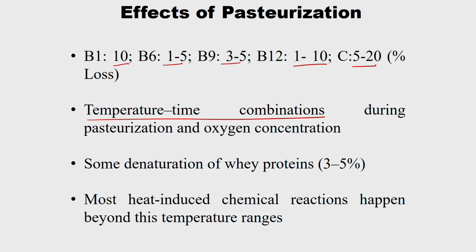and an optimization module in this course. That talks about how to optimize for minimum destruction of the vitamins and maximum kill of the microorganisms. There we derive the best time temperature combinations to reduce this percentage loss. And there is some denaturation of whey proteins during pasteurization, that is 3 to 5%. And most heat induced chemical reactions happen beyond 140 degrees, so we need not worry much.